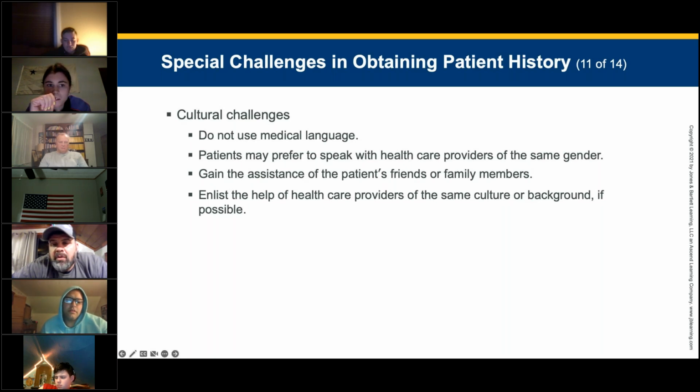Gain assistance from patients' friends or family members, and enlist the help of healthcare providers from the same cultural background if you can. If you happen to know that there's somebody with the same background at one of the hospitals, try and make contact with them and see if they'd be able to help you through it.